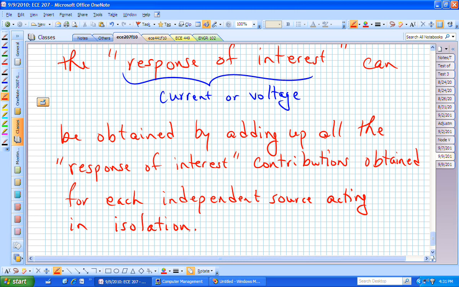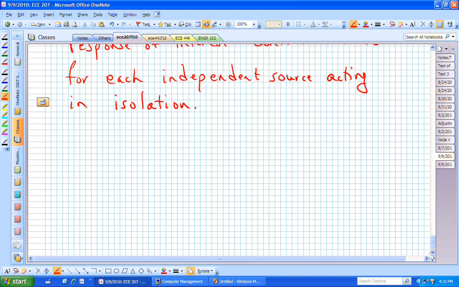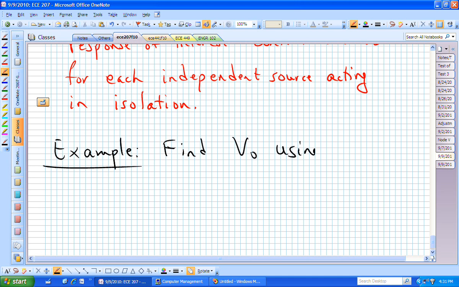Let me go through an example to hopefully make this a little more clear, and then maybe we'll open it up for questions. Not that I'm discouraging questions, but I can see the time, and I want you to maybe do more than work this superposition problem over the weekend. And if we get through this example, maybe it will start to click, is my idea. So we want to find this output voltage using superposition.